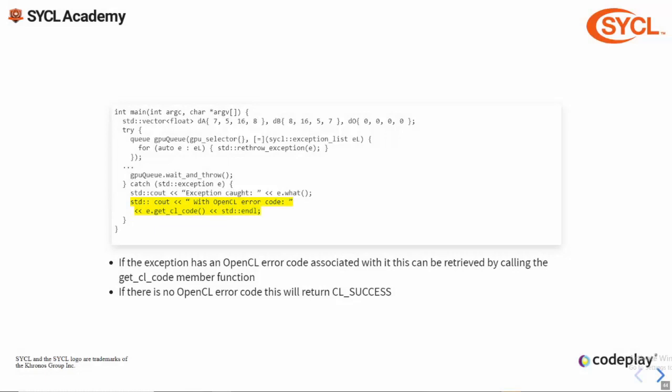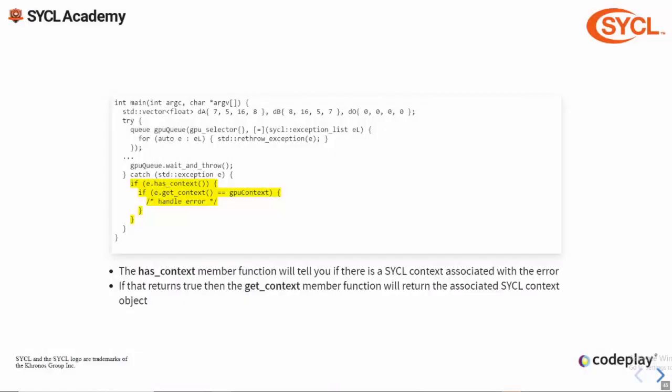If the exception has an OpenCL error code associated with it, this can also be retrieved by calling the getCLcode member function. If there is no OpenCL error code, then this will return CL success. Most exceptions will also have a context associated with them. The hasContext member function will tell you whether there is a context associated with the error. Then, if this returns true, you can call the getContext member function to retrieve that context.